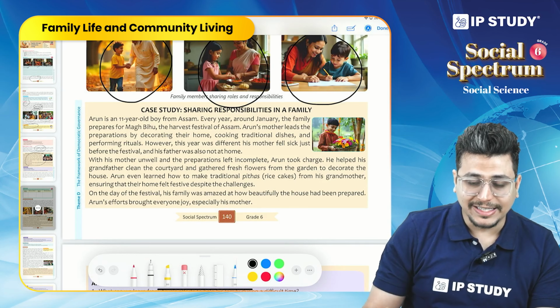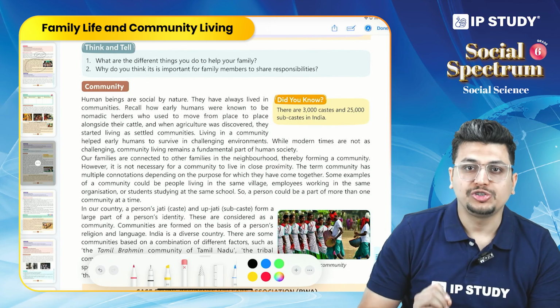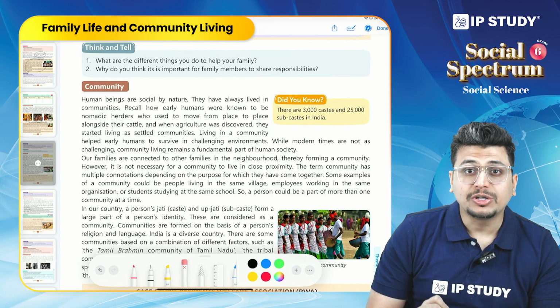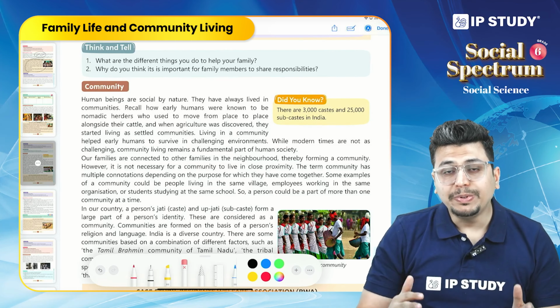Now let us move to the next part of this chapter, community. Human beings are social by nature. We need other people to meet our basic needs, whether it is our food, whether it is shelter, and more importantly, our emotional needs. Early humans also survived just because they had people around them.